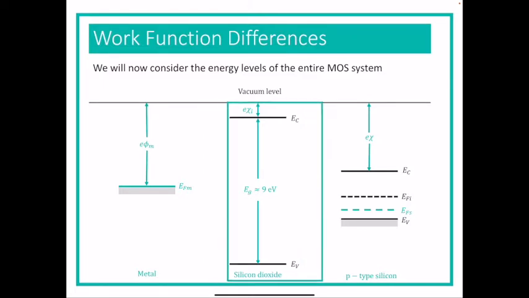And then in the silicon, we have p-type silicon, so the Fermi level is down near the valence band, and there is an electron affinity value, chi, which you can, again, look up, and those are kind of the things that we are going to be putting together.